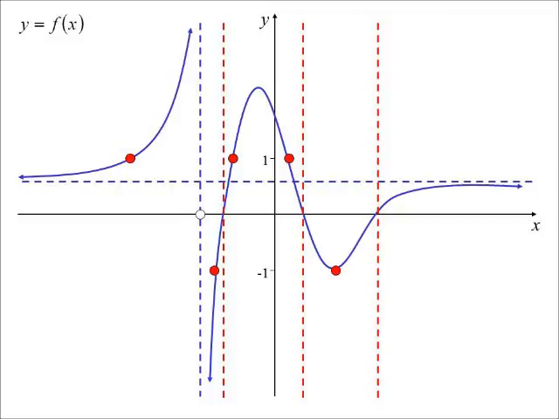Now, I don't know exactly what the value of this horizontal asymptote is, but at the moment, it's looking around about a half, but it's certainly less than 1. So if I turn it upside down, it's going to become greater than 1. So I now have a higher horizontal asymptote.